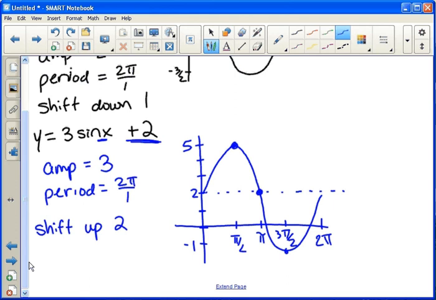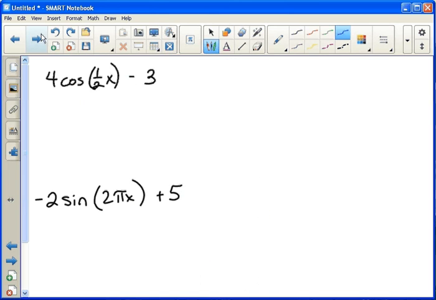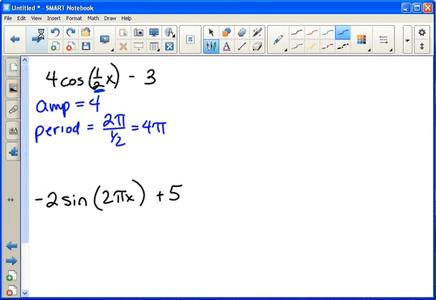Okay, next up, 4 cosine of 1/2 x minus 3. The amplitude would be 4, because that's the number in front of cosine. The period, I believe, is going to be 4 pi, because we do 2 pi over 1/2. Again, we get the 1/2 from there, and that is in fact 4 pi. And our shift, since that's outside the parentheses, it's vertical, so it shifts down 3.